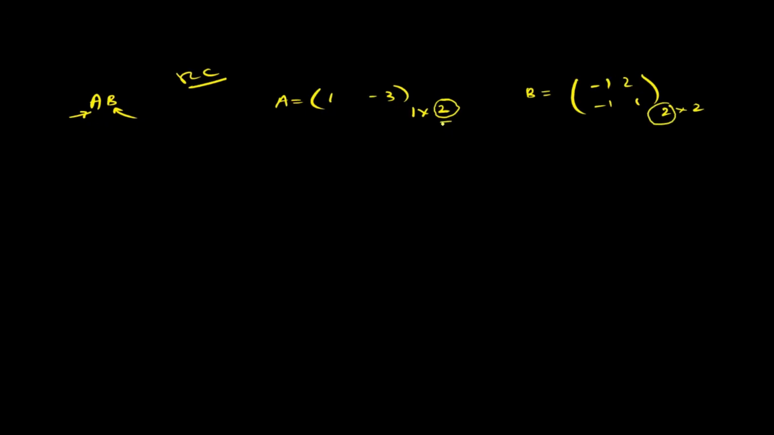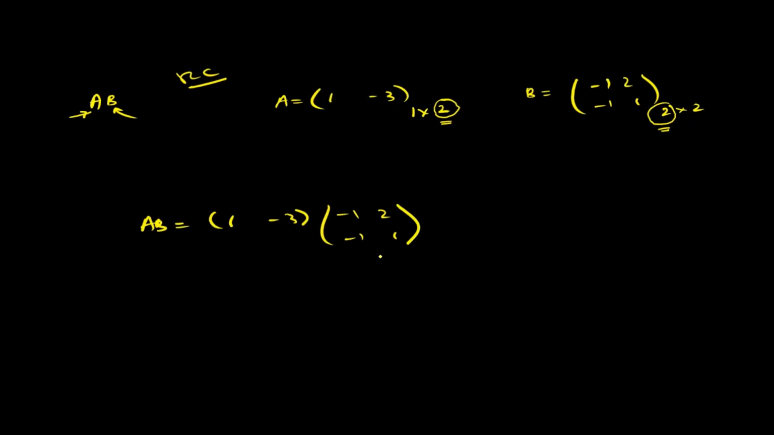Here, the number of columns in the first matrix must be equal to the number of rows in the second matrix. Then we can take the product AB. So we have (1, -3) as the first matrix, and (-1, 2; -1, 1) as the second matrix. Now you know how to identify whether it's possible to multiply or not.